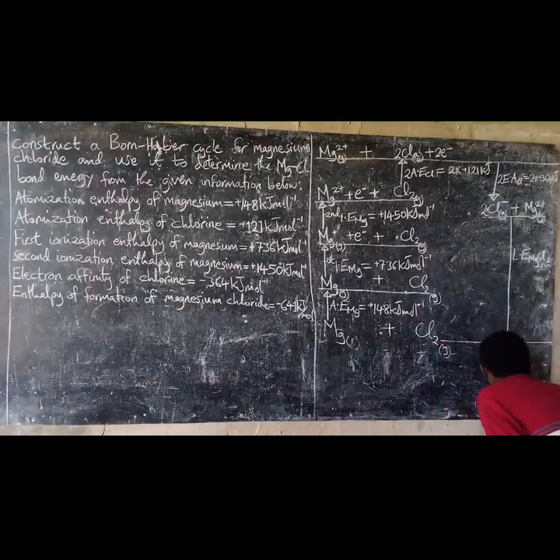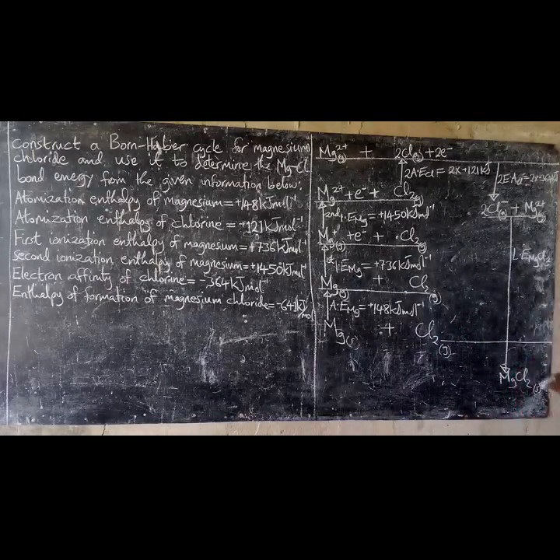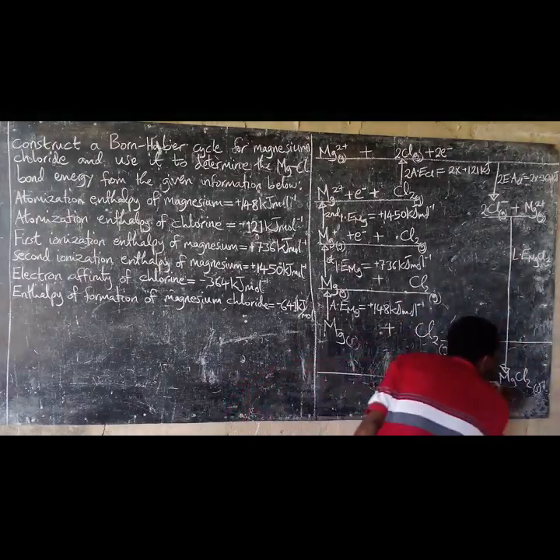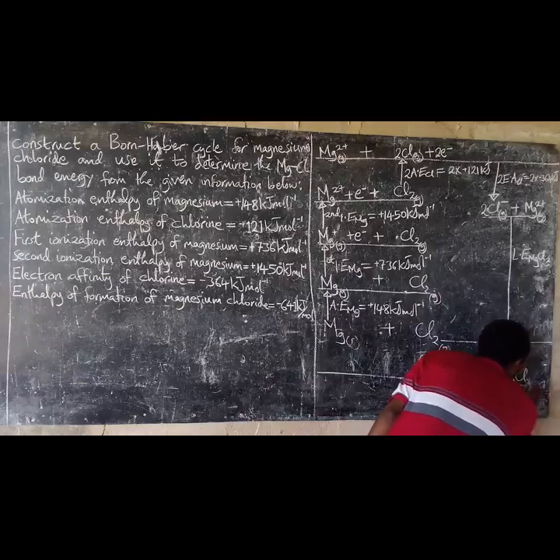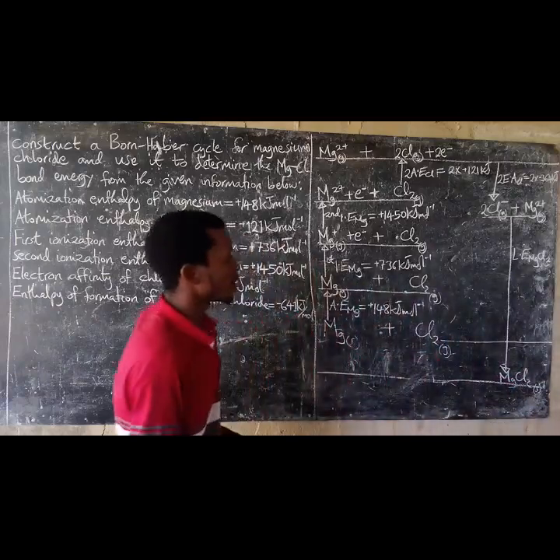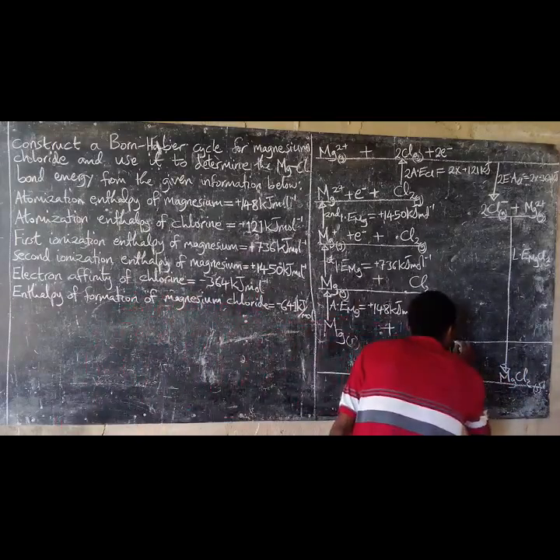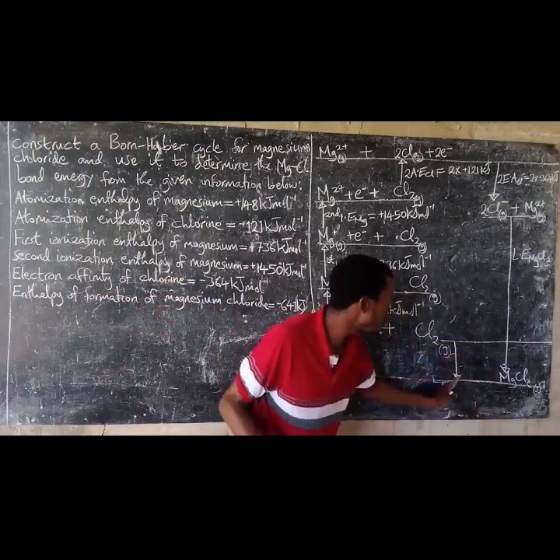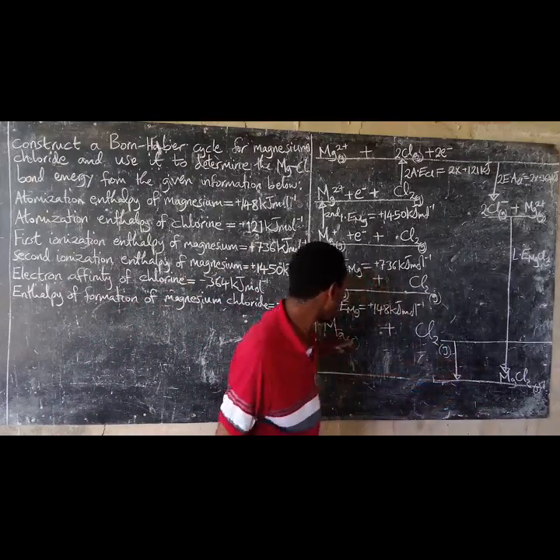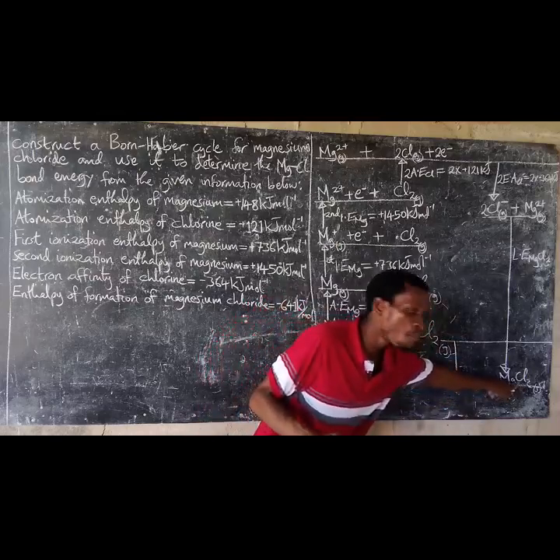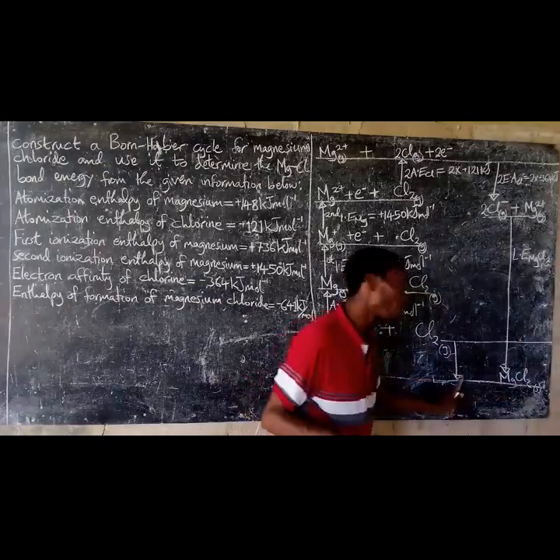Magnesium chloride is formed here. This is a solid. After that, we take a ruler and draw a straight horizontal line. Then, the energy difference between the energy of the reactants and the energy of the product is called the enthalpy of formation, or heat of formation.